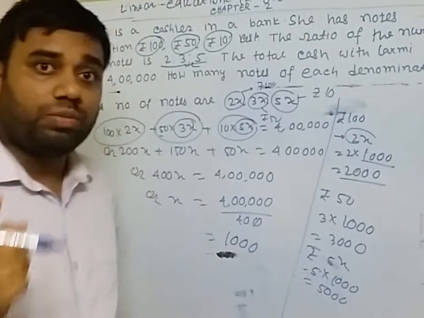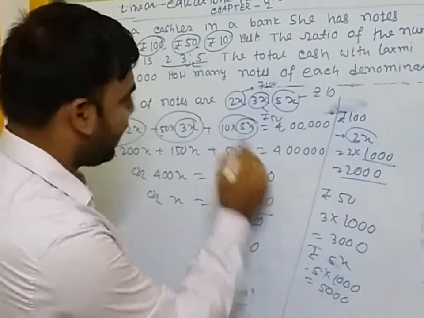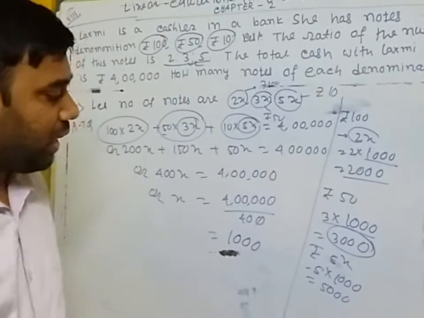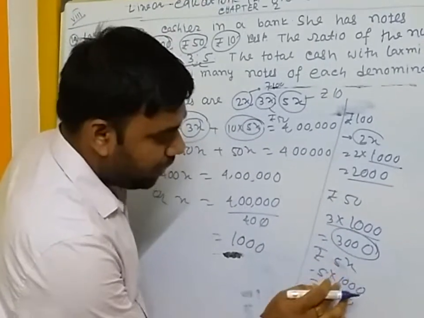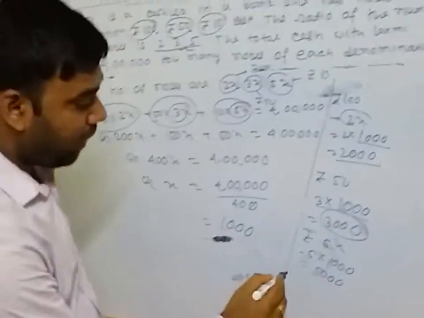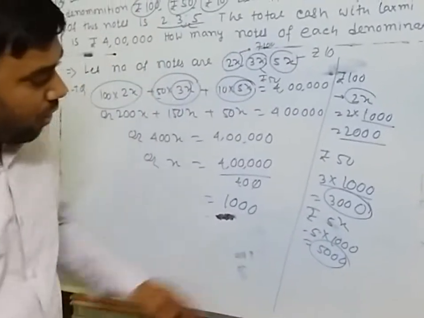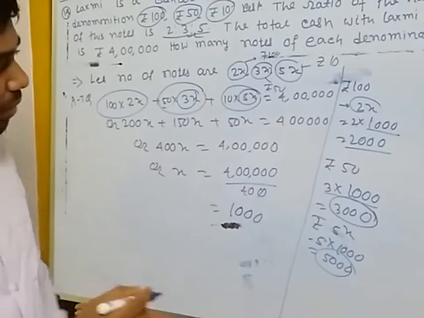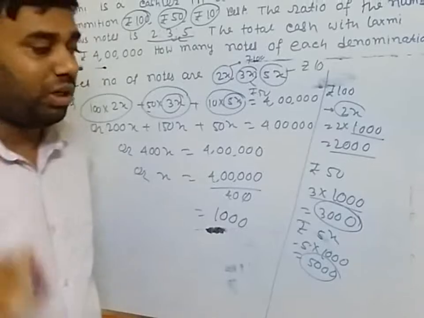How many notes of rupees 50? That is 3x, so 3 into 1000, that is 3000 notes of rupees 50. And 5x means the number of notes of rupees 10, that is 5 into 1000, 5000. So 5000, 3000 and 2000, the sum of this money is 4 lakh.